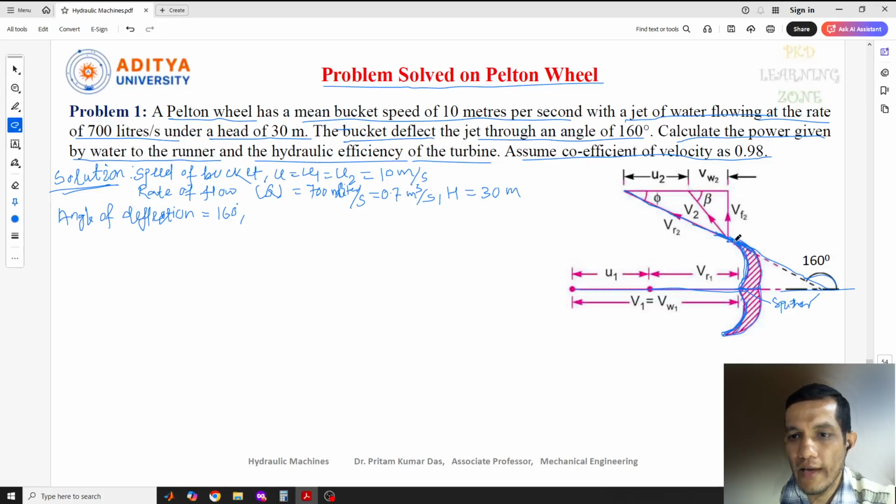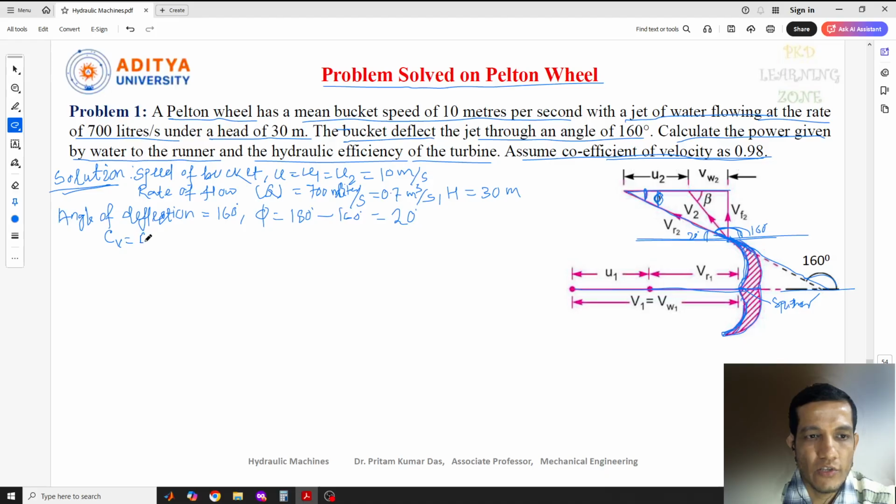Next we can write what is the angle of this. Now if you see, the angle of this is phi, the relative velocity angle. If you draw this angle, it is given 160 degree, correct? So this angle is equal to this angle. To find this angle, the total angle is 180 minus 160, that is 20 degree. So I can write the angle phi equal to 180 degree minus 160 degree is equal to 20 degree. Now the next one, coefficient of velocity is given. So coefficient of velocity CV is given 0.98. These are the data given in the question.